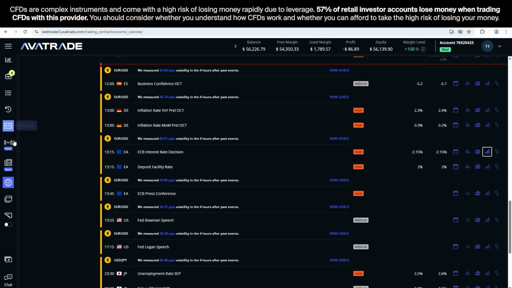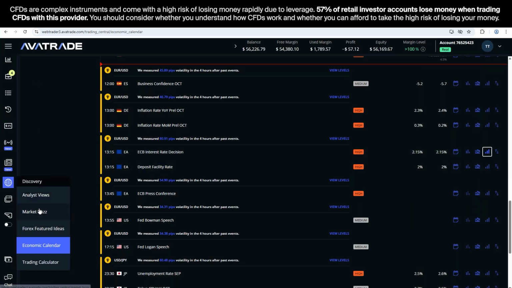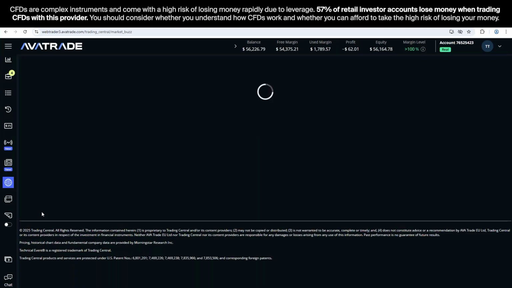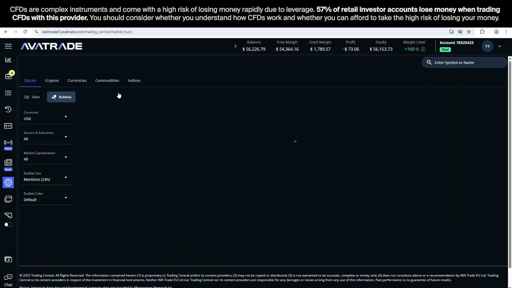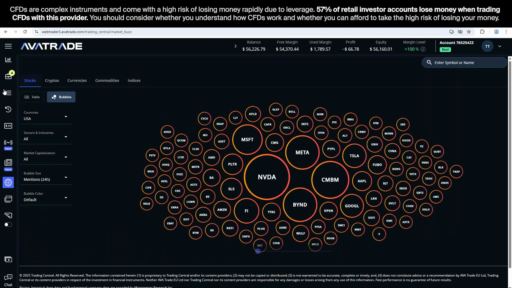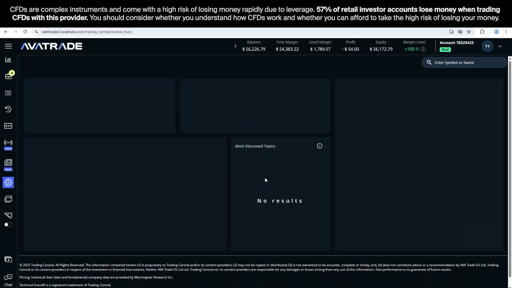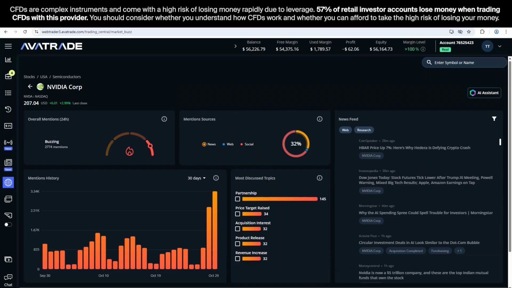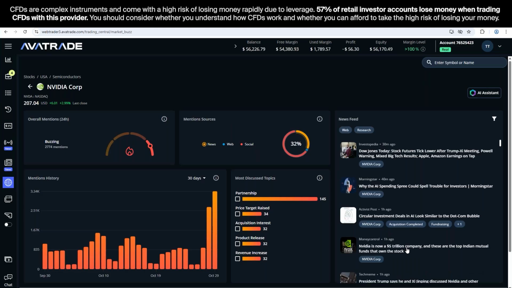Okay. Now, where else can we look for fundamental news? The market buzz. Market buzz shows us the most trending instruments, stocks, commodities, whatever group of assets you want to switch to. We're on stocks right now. NVIDIA is trending the most, like most days lately. Let's take a look and see what's the prediction, what's going on. If you read the most recent articles, you'll see a lot of positive news about NVIDIA having partnerships. The company reached $5 trillion in value. That's the first company to do that.